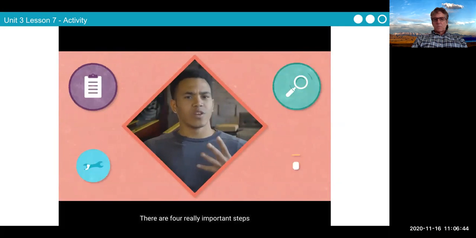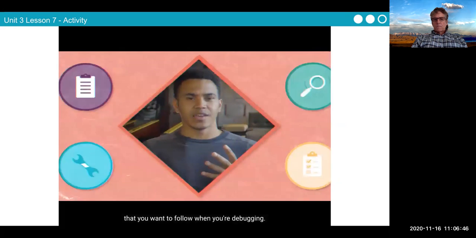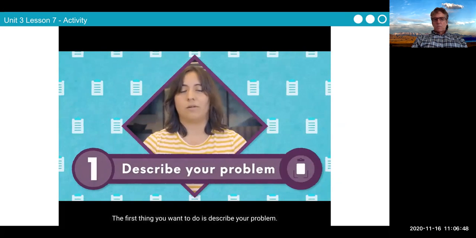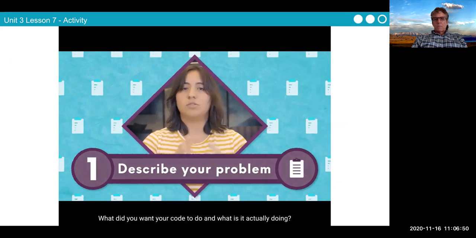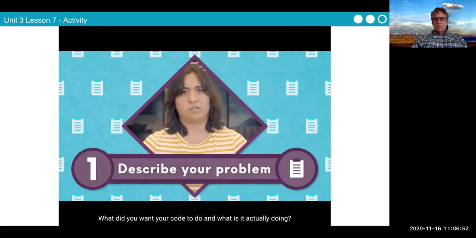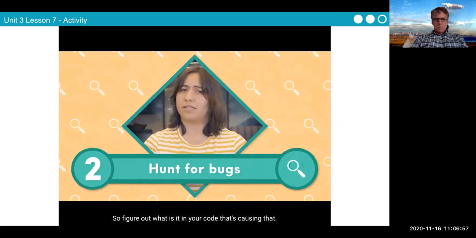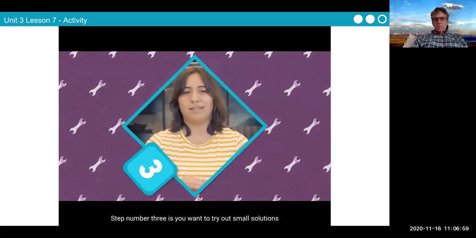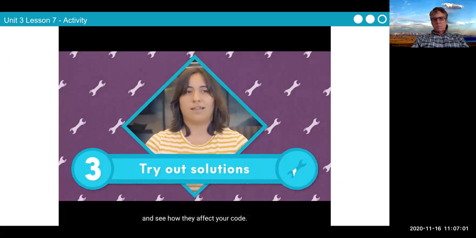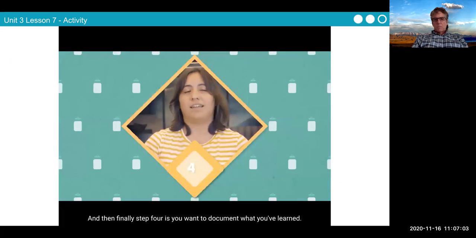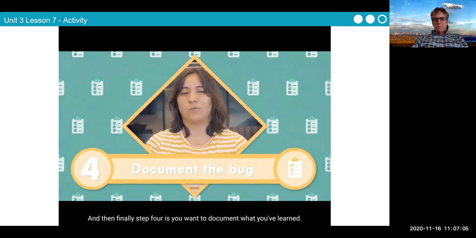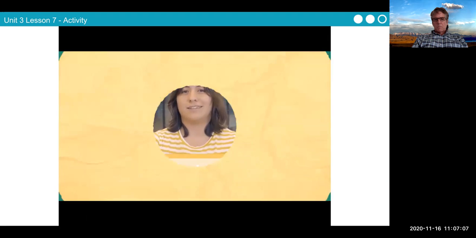There are 4 really important steps that you want to follow when you're debugging. The first thing you want to do is describe your problem. So figure out what's happening. What did you want your code to do? And what is it actually doing? Second step is you want to hunt for bugs. So figure out what is it in your code that's causing that. Step number 3 is you want to try out small solutions and see how they affect your code. And then finally, step 4 is you want to document what you've learned.